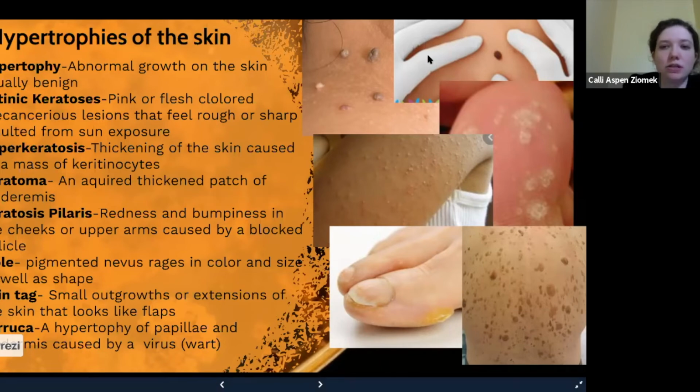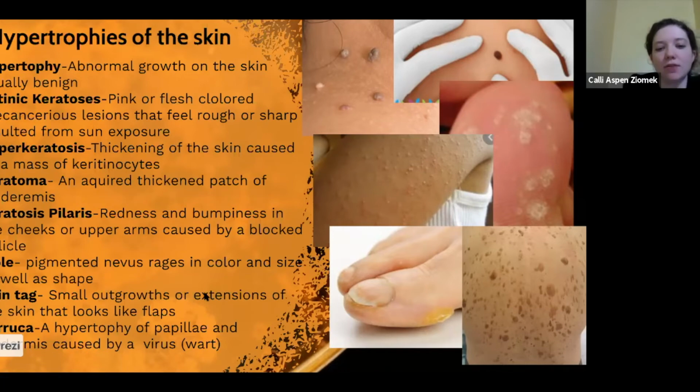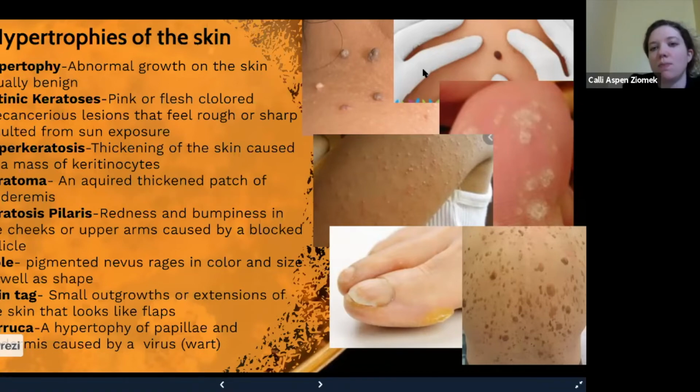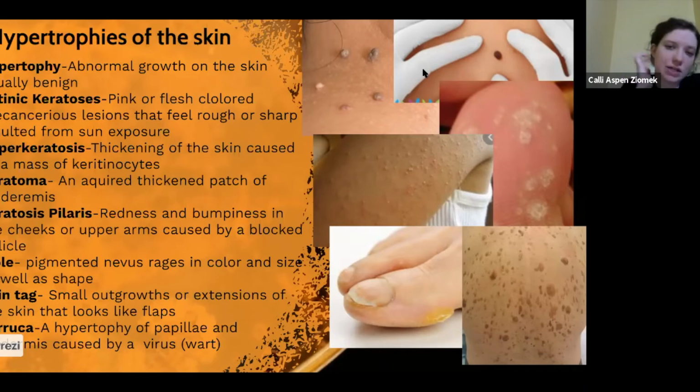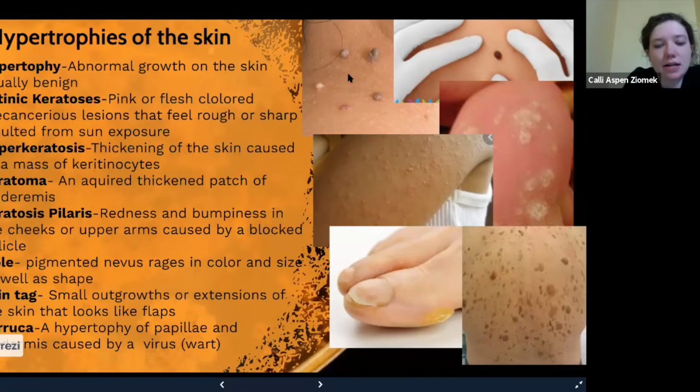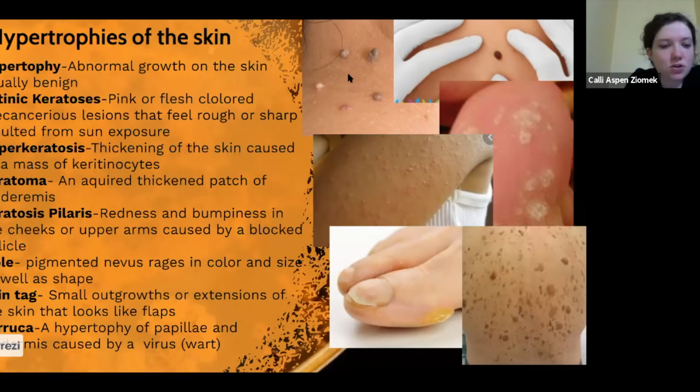Then you have moles, which is the top picture with the white gloves, which is a pigmented nevus, and it ranges in color and size as well as shape. These ones you want to be very aware of because they do look very similar to cancerous lesions. So if for whatever reason it changes shape, changes size, changes color, you should advise your client to seek a medical professional to double check to make sure that it's not a cancerous lesion. You have skin tags, which is this top left picture right here.